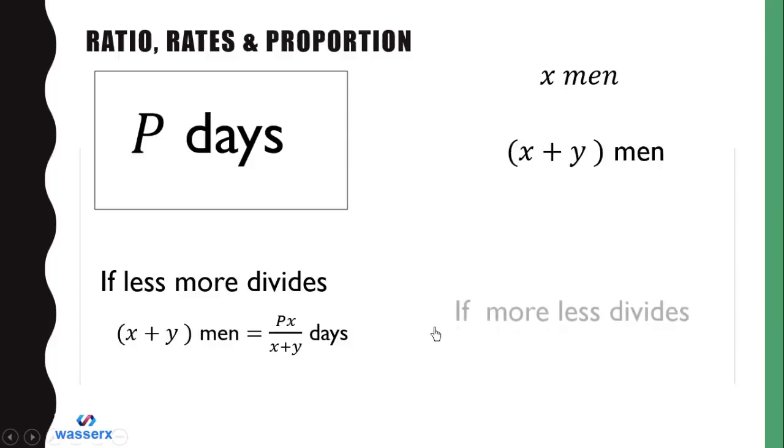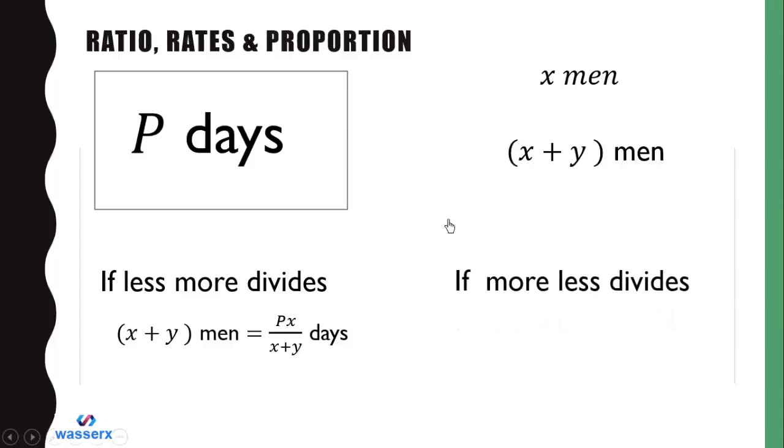On the other hand, if X plus Y men weed this in P days, then X men will take more days. Therefore, if more, less divides. Hence, X men will take P times (X plus Y) over X days. Now let's solve some past questions for more understanding.